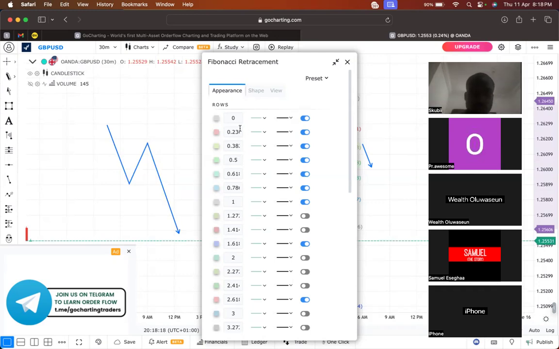Okay, one sec, remove this. So you guys can watch and see how I basically edit my Fibonacci, change this to minus 0.27, change this one to 0.5, change this to 0.79.